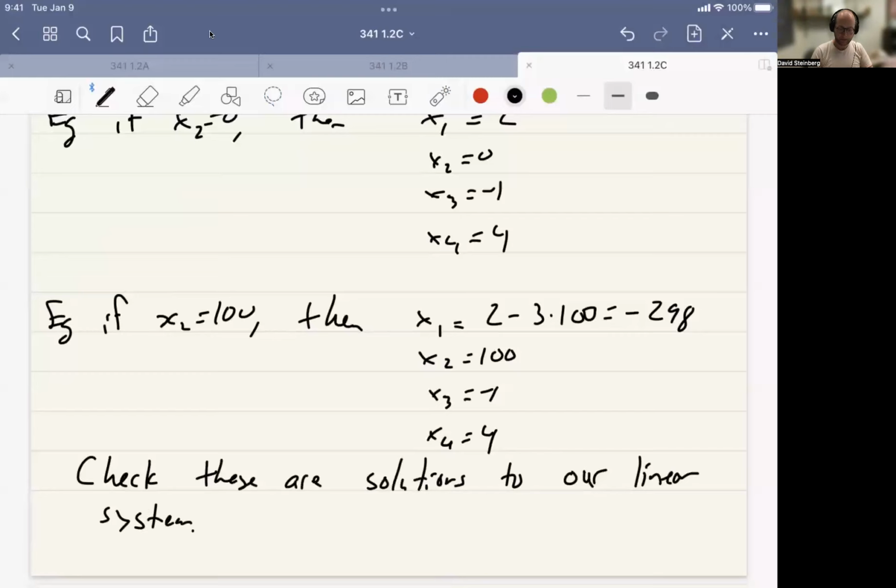Okay. And so this is an example where our linear system doesn't just have a solution, it has infinitely many solutions. It's got one solution for every selection of a number for x2. Okay, let's do another example.